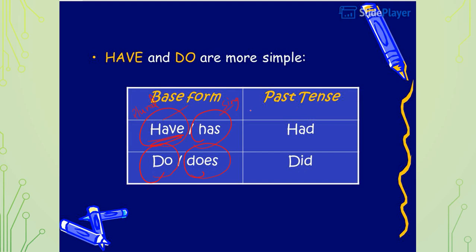and when you have to change it into past tense, what will happen? Has or have, it will become had. Do and does, they will become did. So these are the most common and most important irregular verbs. You will be using them so many times in your life that you need to understand it very properly. So have and has, in the past tense they become had, and do and does, it becomes did.